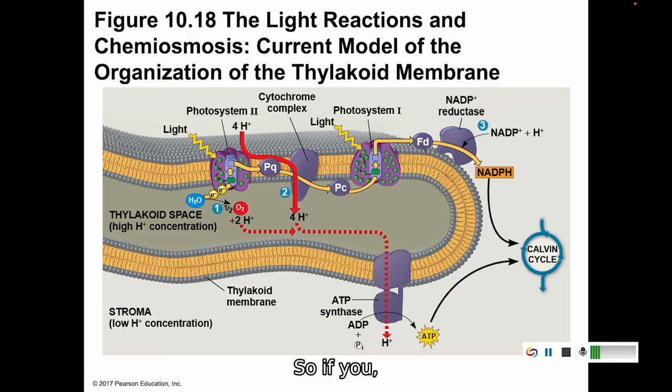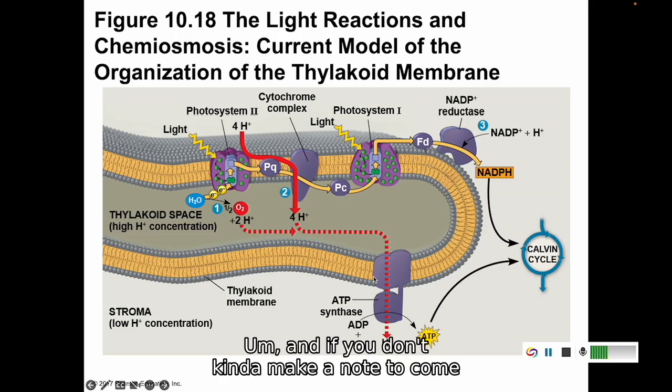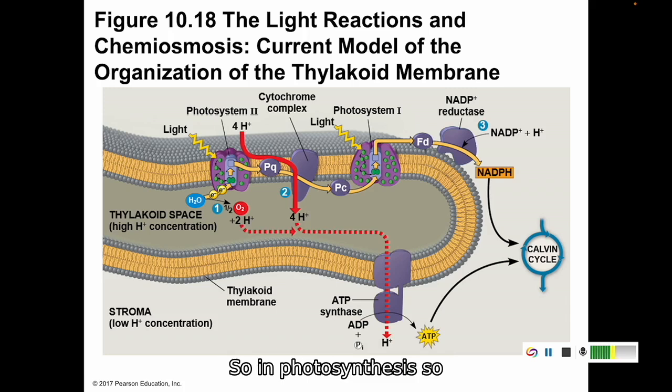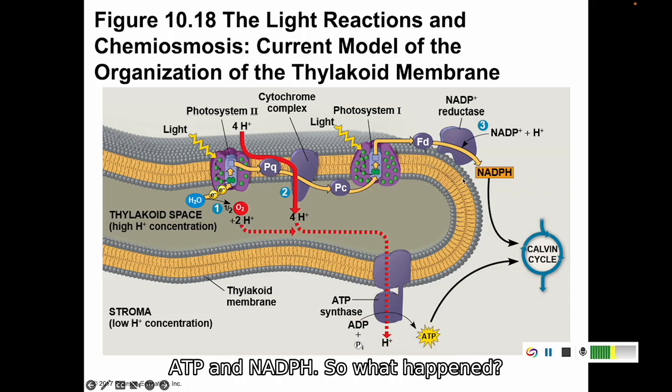You should at this point be able to follow me along as I'm going through this picture. And if you don't, make a note to come back and make sure that you can understand what's going on in this picture. So in photosynthesis, so far, we've only done the photo part. We've taken a bunch of energy and converted it into ATP and NADPH.